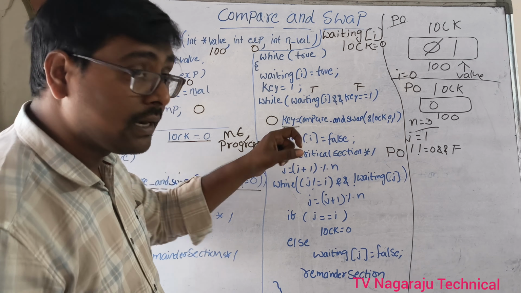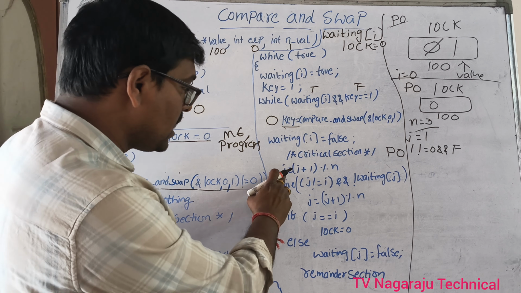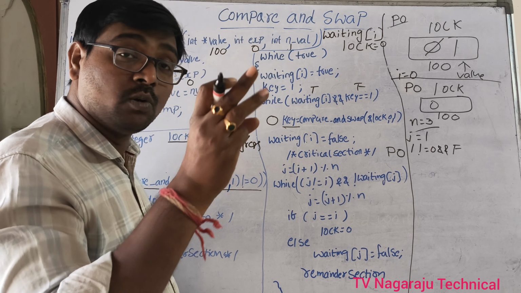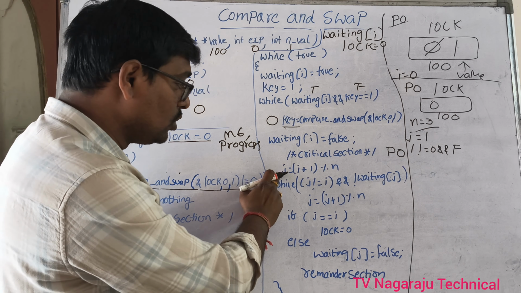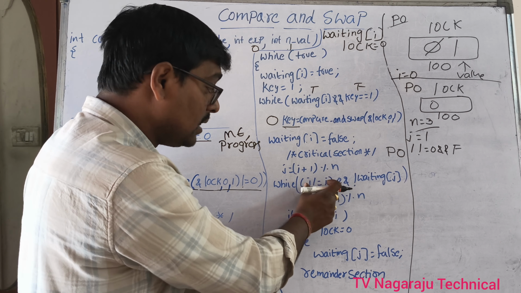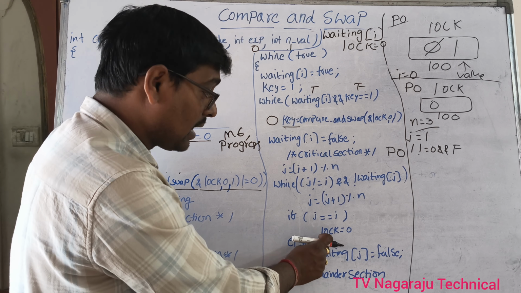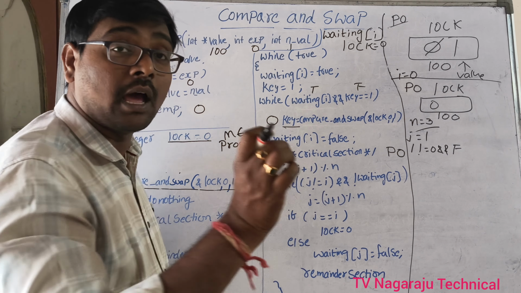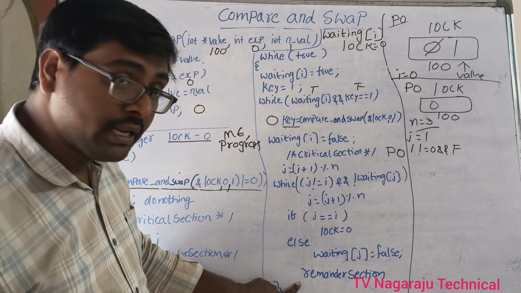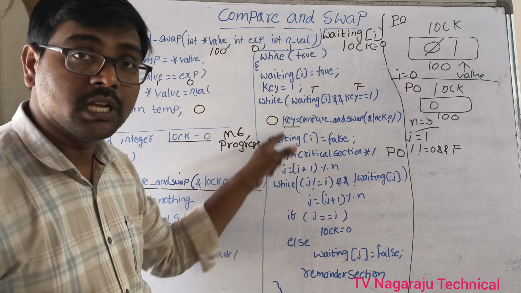Suppose P0 releases from the critical section. In the next iteration j is equal to 2, and in the next iteration j is equal to 3 mod 3, so j is equal to 0. So 0 not equal to 0, the condition fails. And 0 is equal to 0, yes. The lock is equal to 0. The lock is free. Now the remainder section is executed, and in the next iteration the same thing happens.